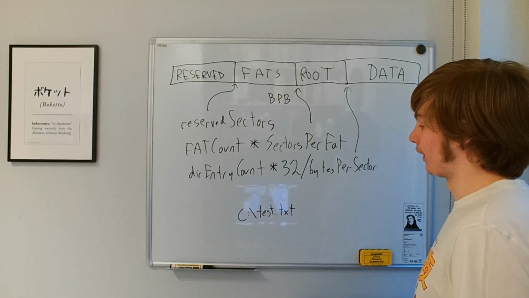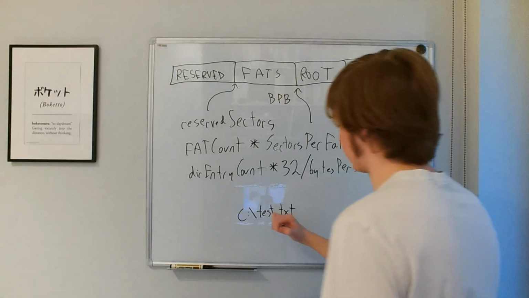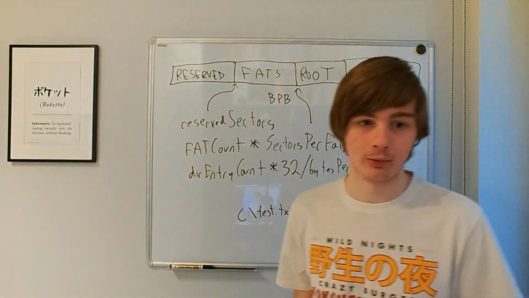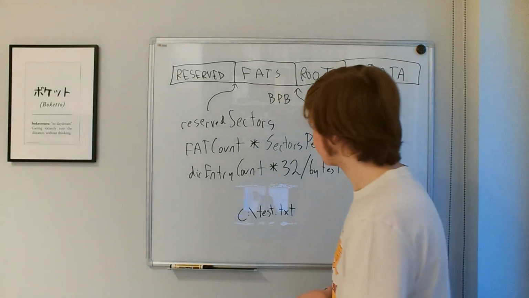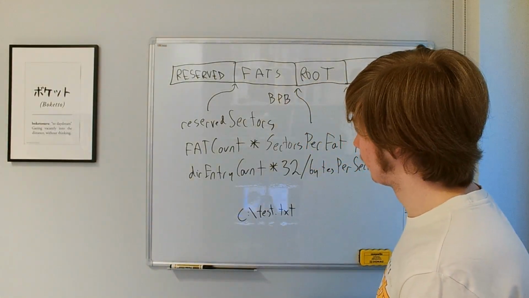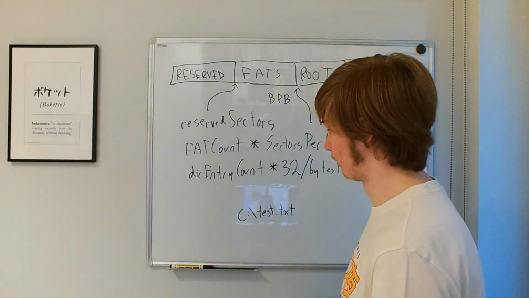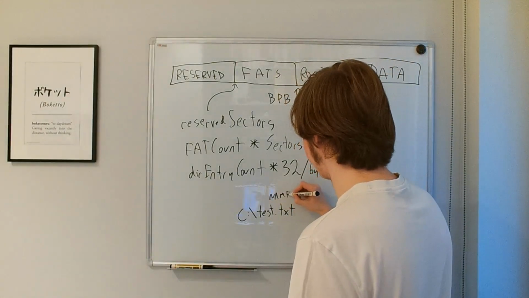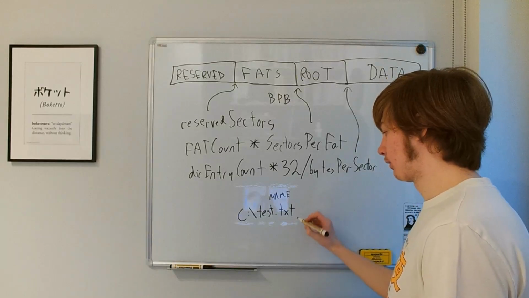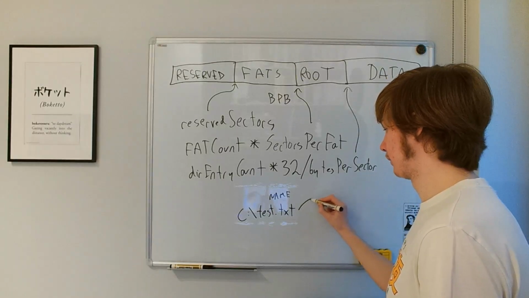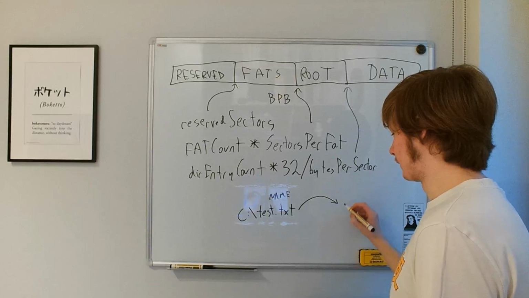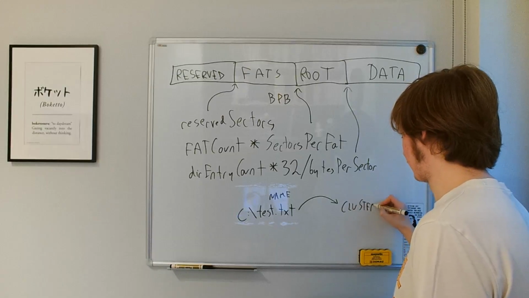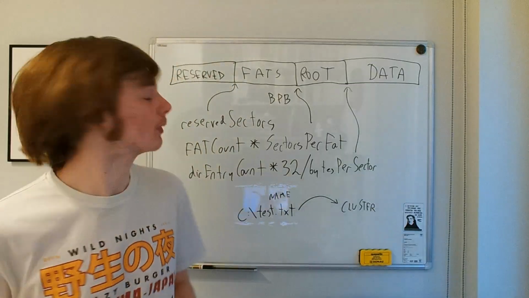But you have this test.txt file, so once you've matched the name with one of the name fields from one of the root directory entries, then you'll have to check a different field of the root directory entry. So this was the name, and the information that you want to obtain is the cluster number, or the cluster ID.